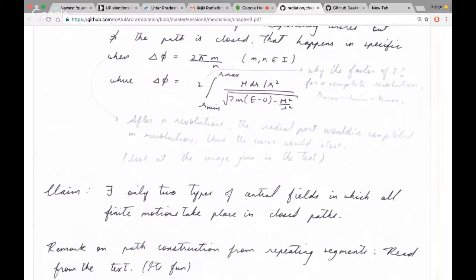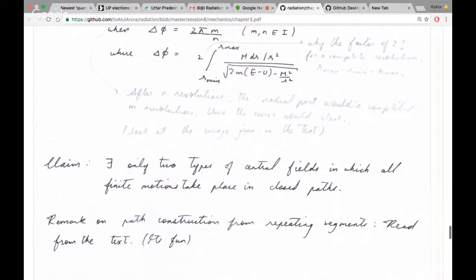Nice. There is no other central field in which all finite motions are closed. But how can you see this? I don't know, it's just a claim. It must be written in the book that this happens, and they probably didn't prove it. Only two types of central fields in which all finite motion takes place in closed paths.